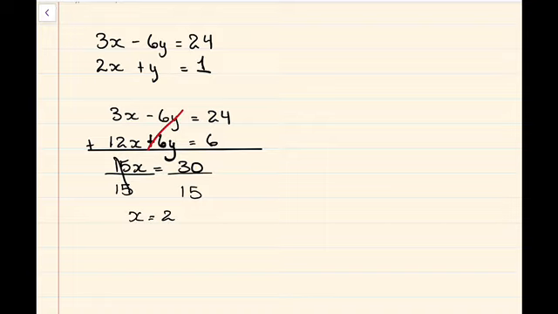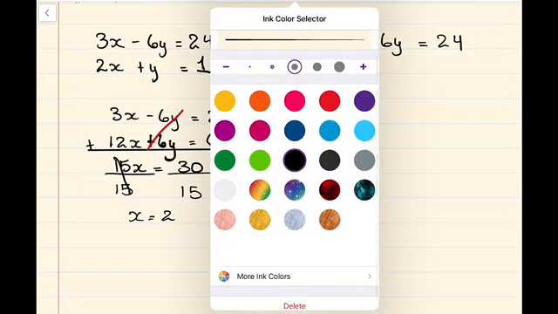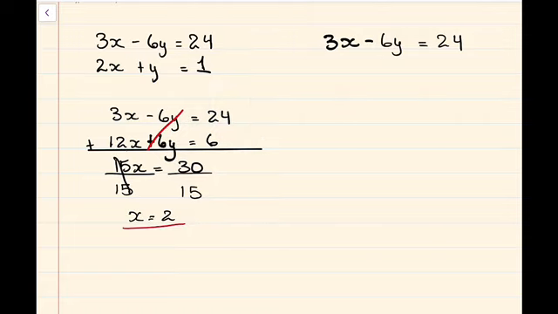And now the next step of the simultaneous equation would be to solve for y. All you would have to do is choose any of these equations here, maybe even these ones as well, so that we could solve for y. But I'm just going to use the first one to solve for y. So 3x minus 6y equals 24. And now we will have to substitute for x. x is equal to 2. We found out that x is equal to 2 over there. So we just substitute 2.